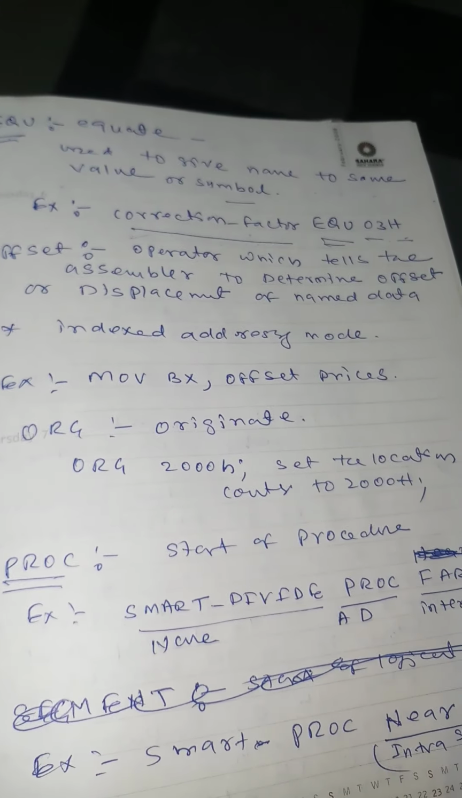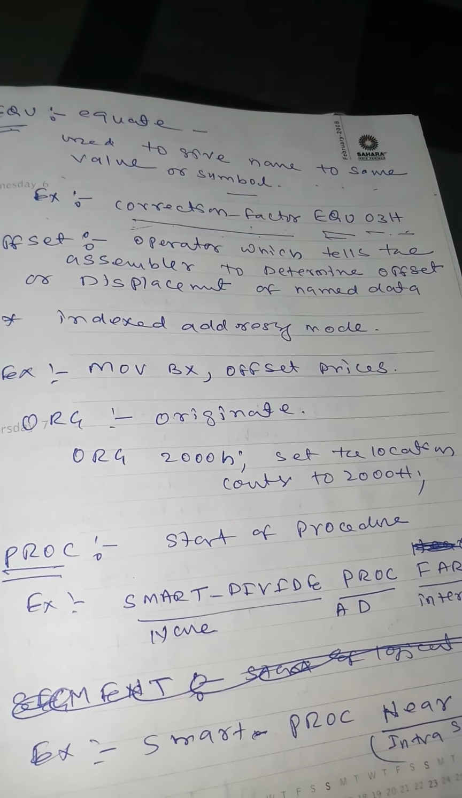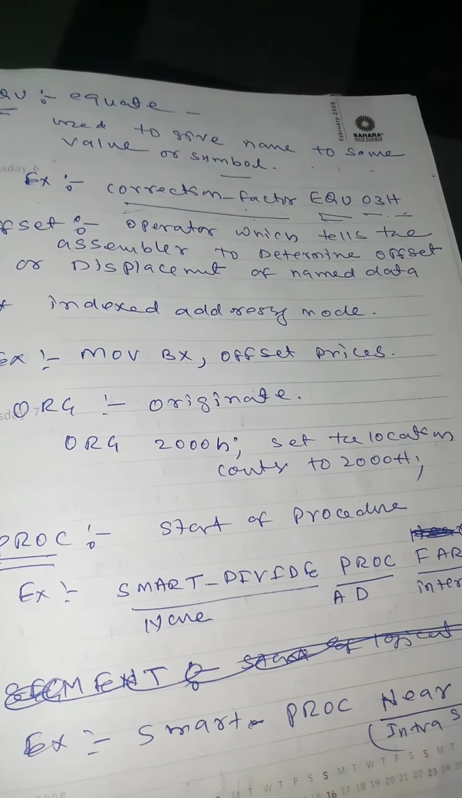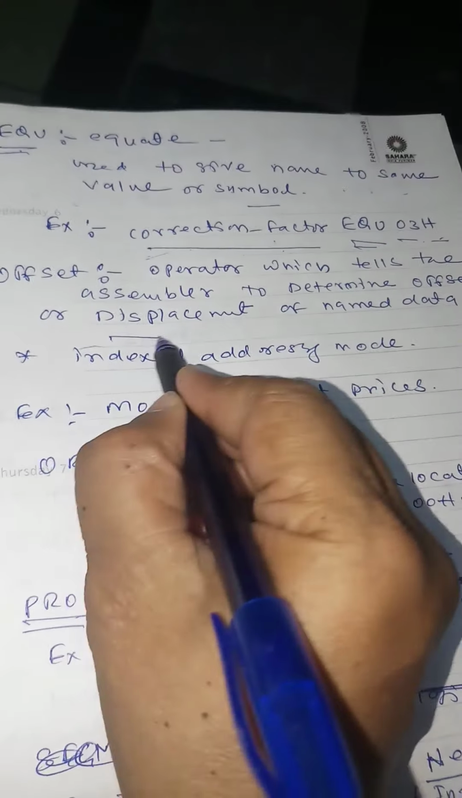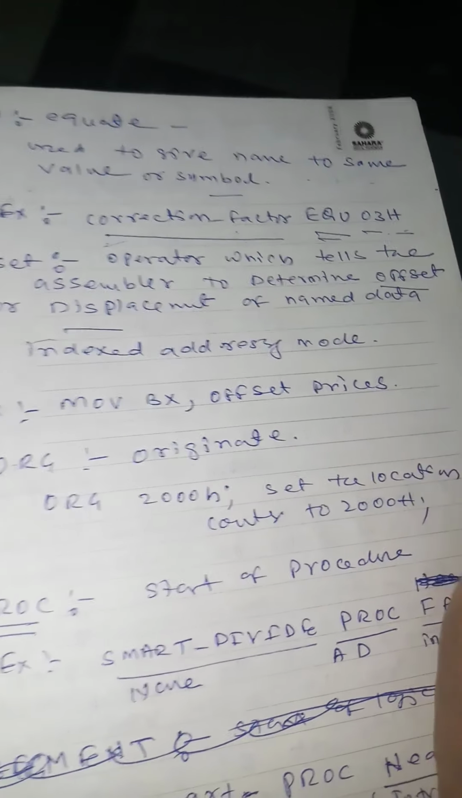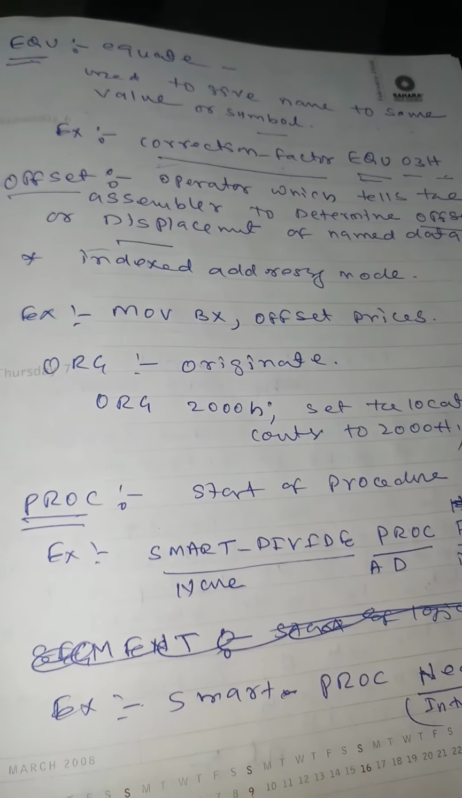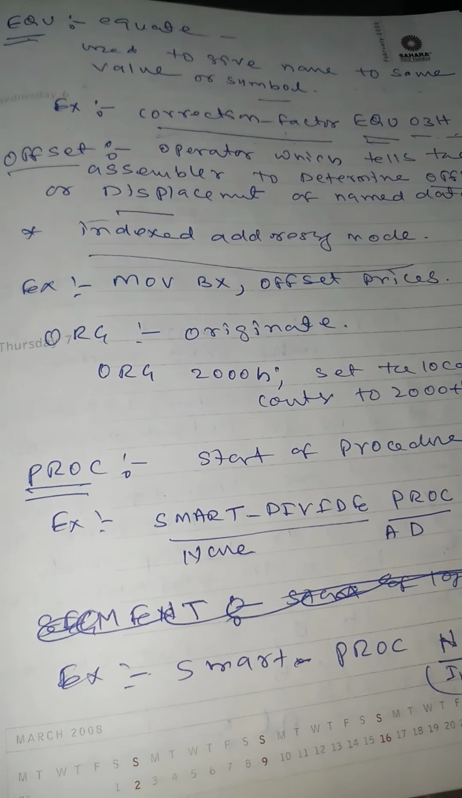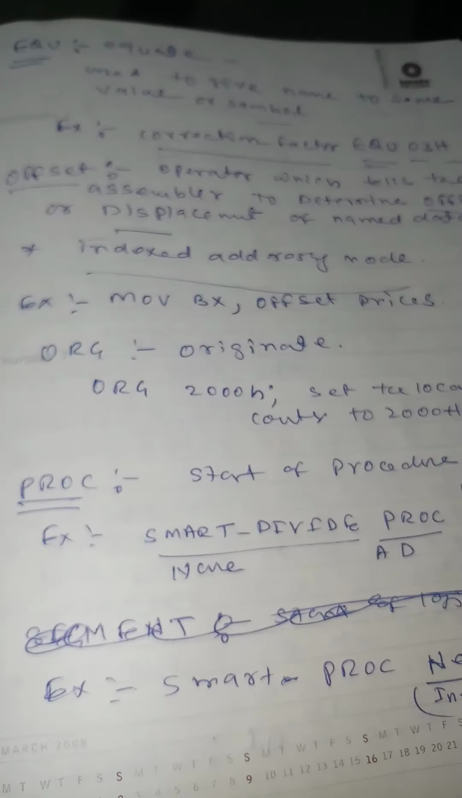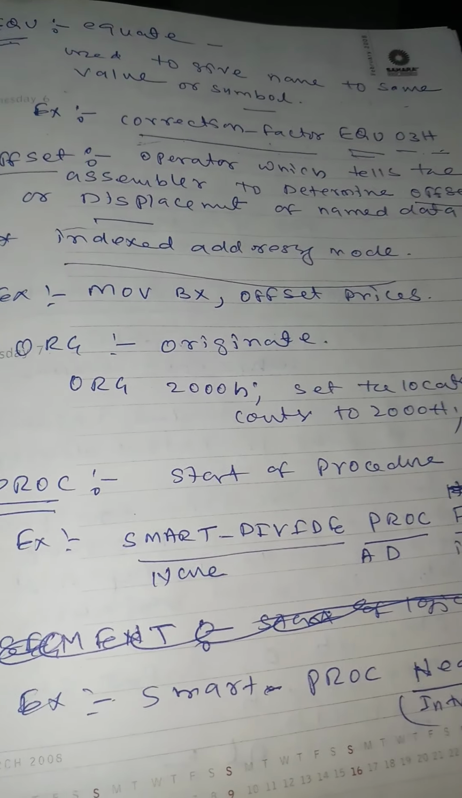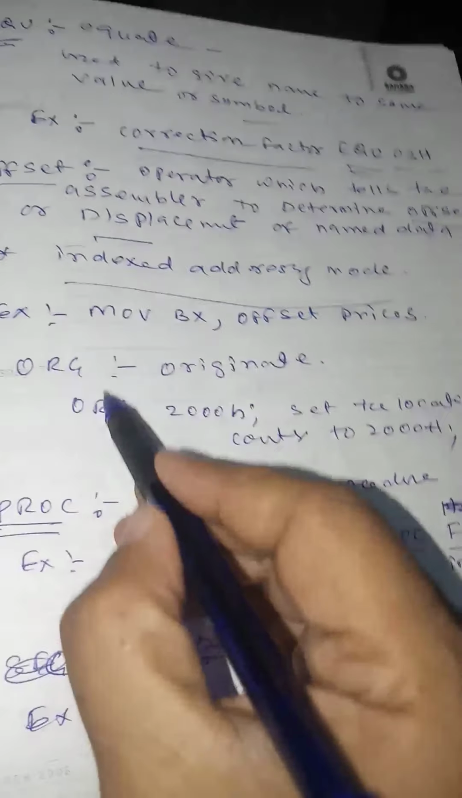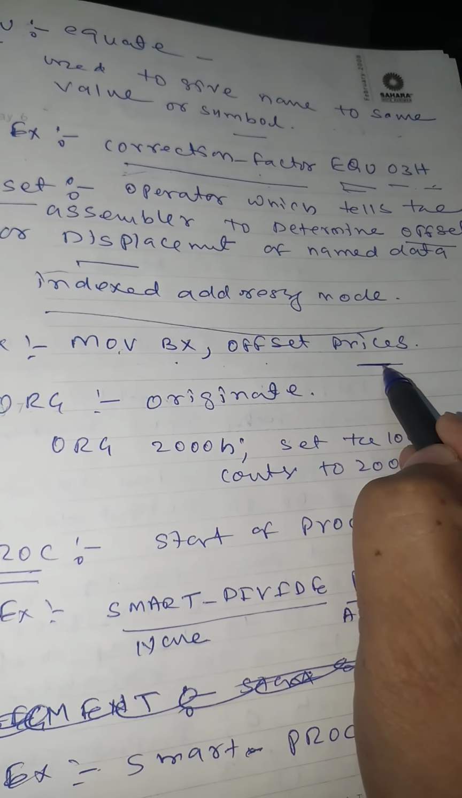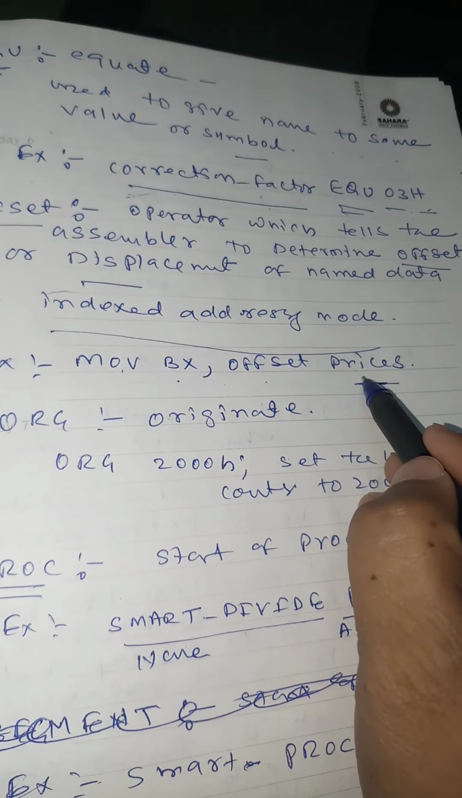Next, offset. It is an operator which tells the assembler to determine the offset or displacement of a named data. To find the displacement or the offset, we use the directive called offset. This is used in the index addressing mode. We already discussed the different addressing modes, including index addressing. Please go through it. Take the example MOV BX, OFFSET prices. Prices is a variable name, and for that variable we have to find the displacement.